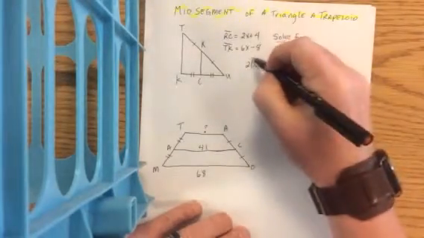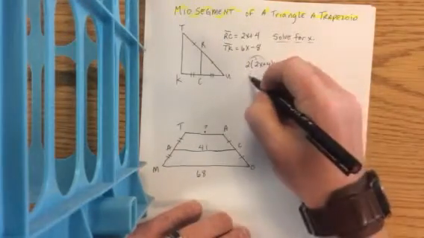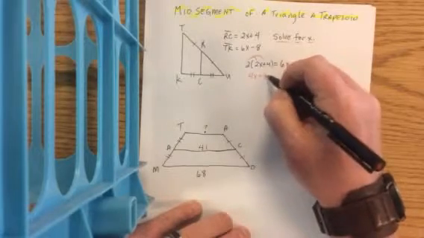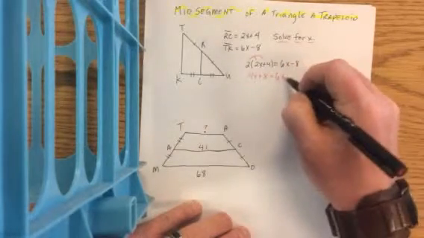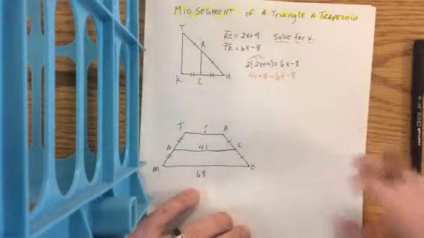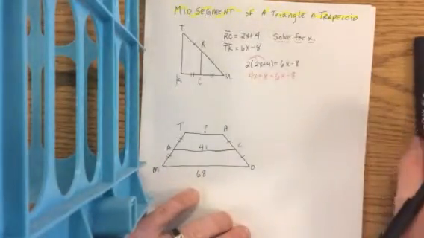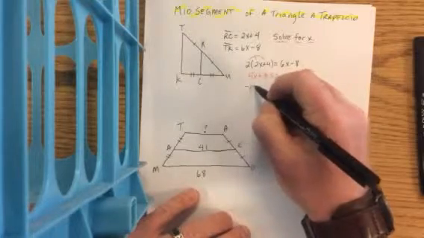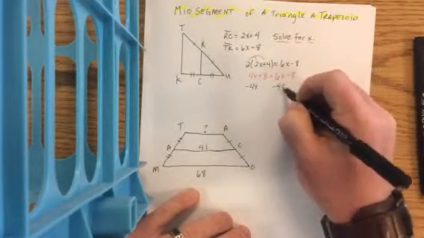We take this and do our distributive property, and we end up with 4x plus 8 is equal to 6x minus 8. As I told you guys before, always move the smaller x to the bigger, because what that'll do is always make sure that your x stays positive. So subtract 4x from both sides.